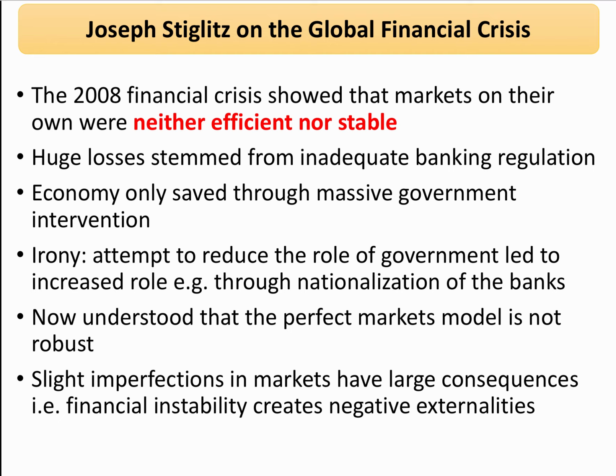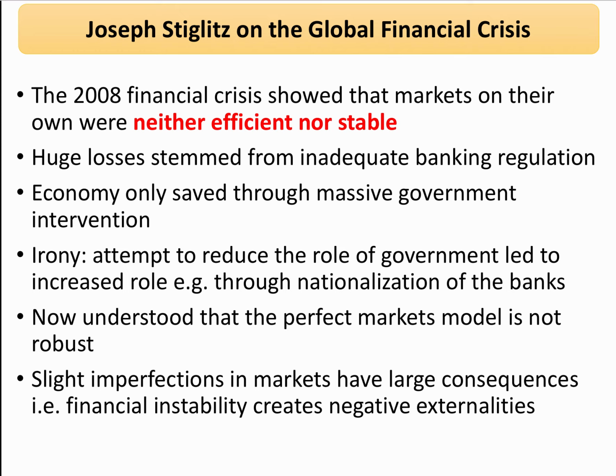According to Stiglitz, there's an irony here, that actually the light touch deregulation of financial markets was an attempt to reduce the role of government, but ultimately it led to an increased role through nationalisation and the bailout of the banks. According to Stiglitz, it's now widely understood in mainstream economics that the perfect markets model, the efficient markets model, is not robust. And indeed, something we're going to touch on in another video, slight imperfections in markets, slight market failures, can have large systemic consequences.